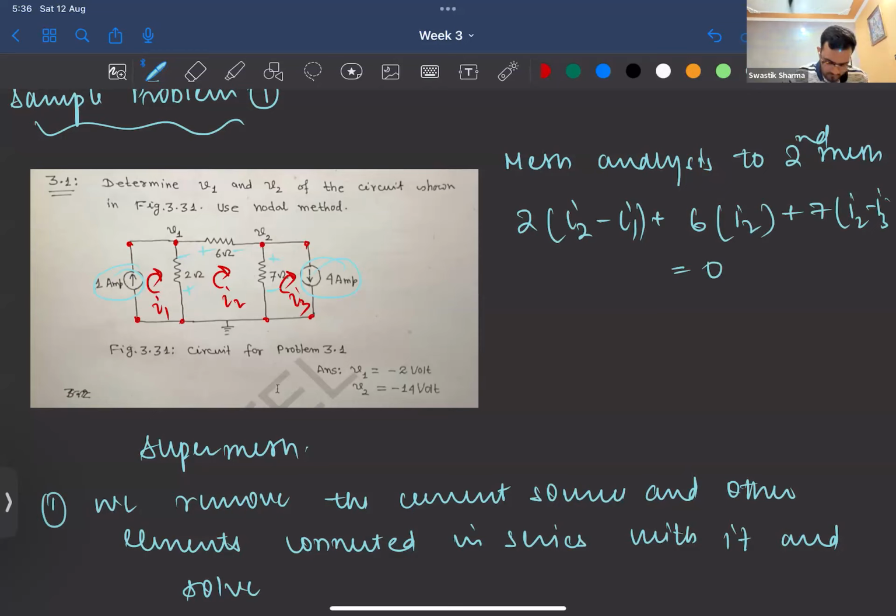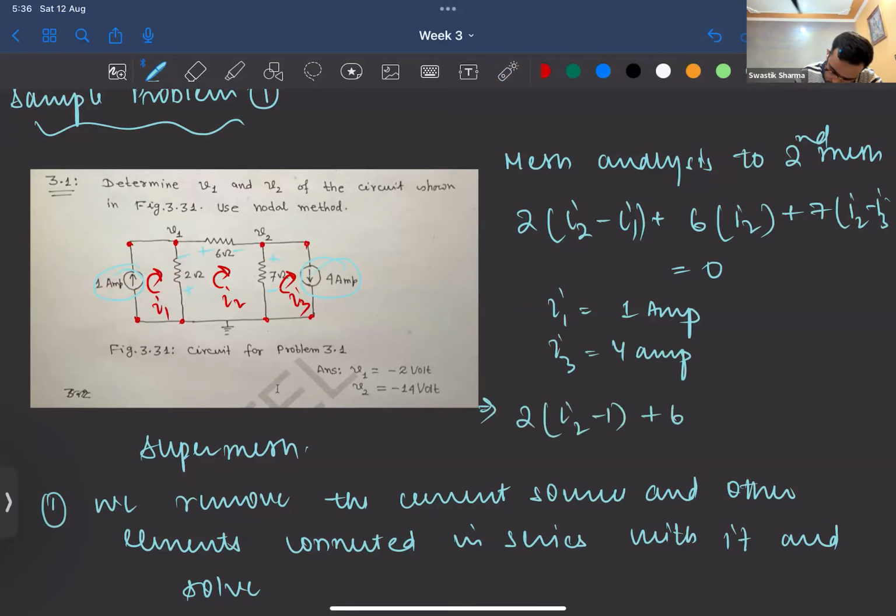Okay. So I1 is what? 1 ampere, because it's this current, right? This current is 1 ampere only. That's what this mesh is talking about. And this current I3 is 4 amperes only. From that, we can directly find out what I2 is. So we can solve this and easily find I2.